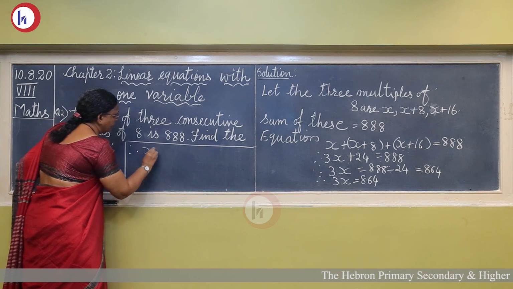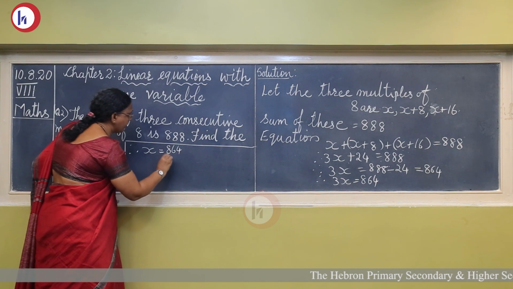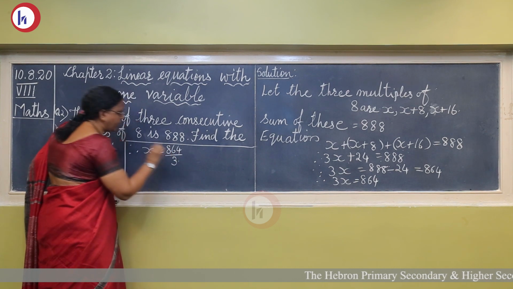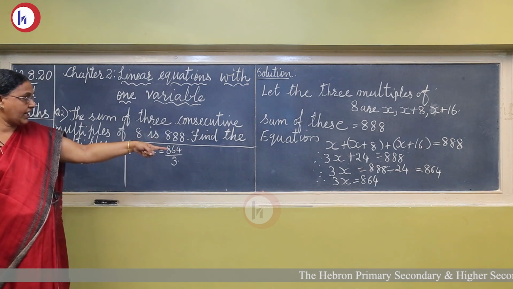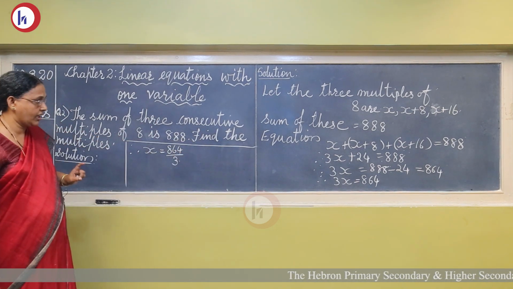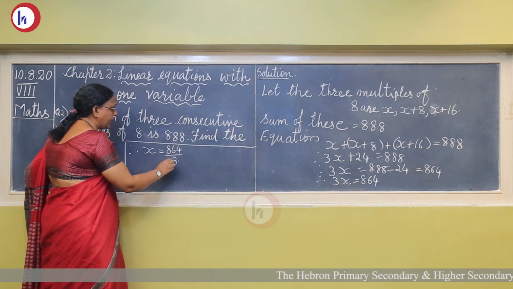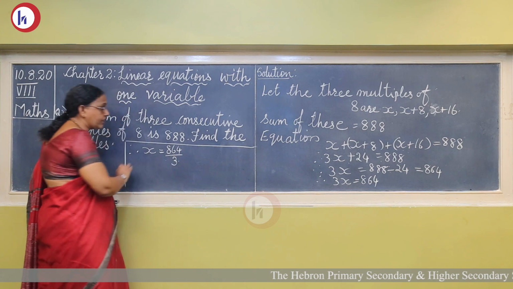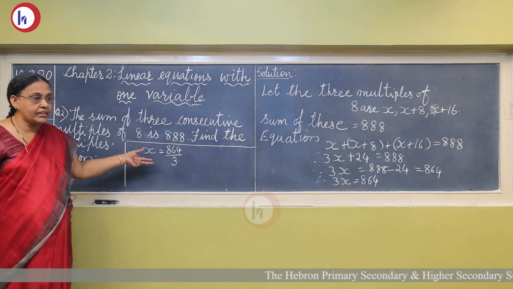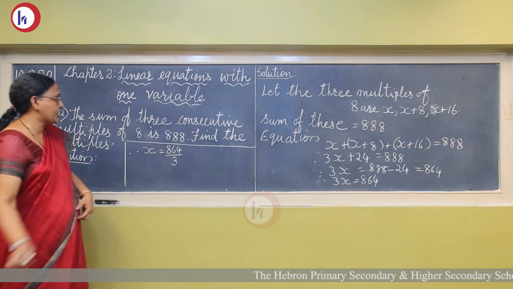Therefore x is equal to 864 upon 3. Why upon 3? Because 3 is multiplied with x. When it goes to the other side of the equal sign, it becomes division, so it will be divided. And you know how to divide this. It's not like small children in second standard doing division. No, we will use the cancellation method.